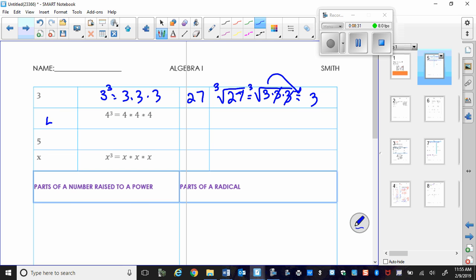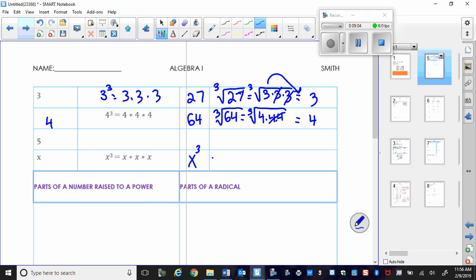For 4, 4 cubed, 4 times 4 times 4 equals 64. So the cube root of 64, I'm looking for a triple, equals the cube root of 4 times 4 times 4. Two go away, and one 4 comes out. I'll leave you to do 5. But x cubed is like saying x times x times x. So how many x's? Three of them. So x cubed goes there.